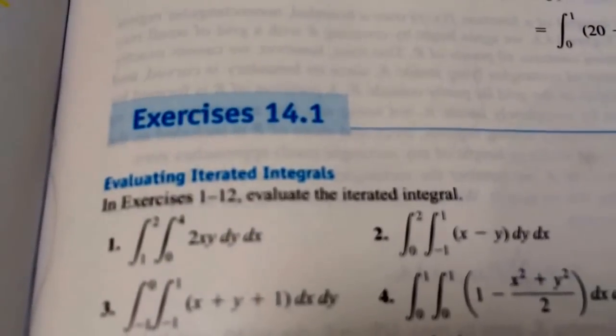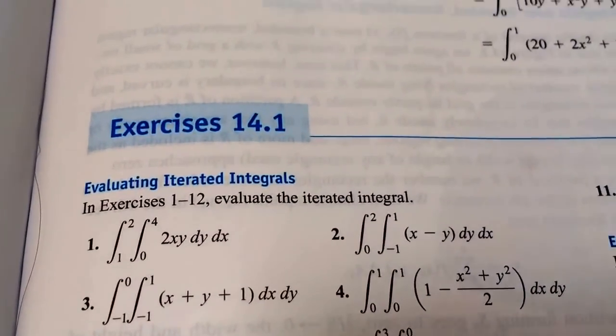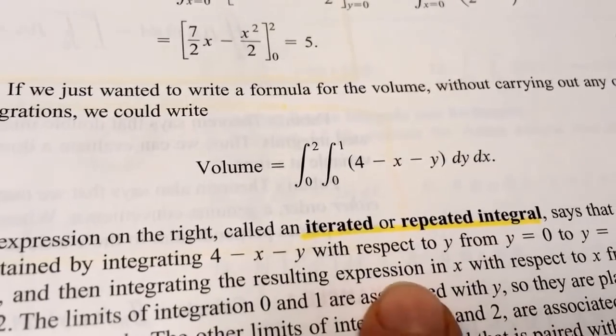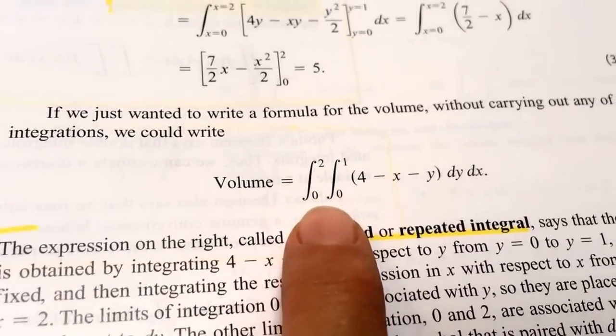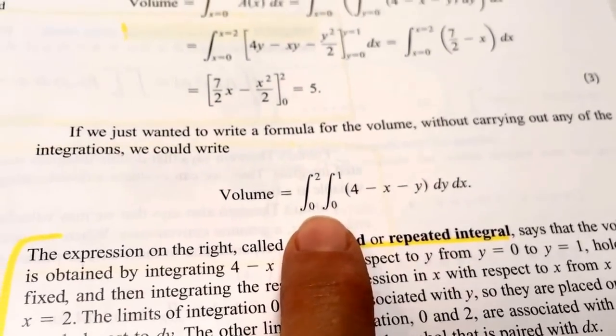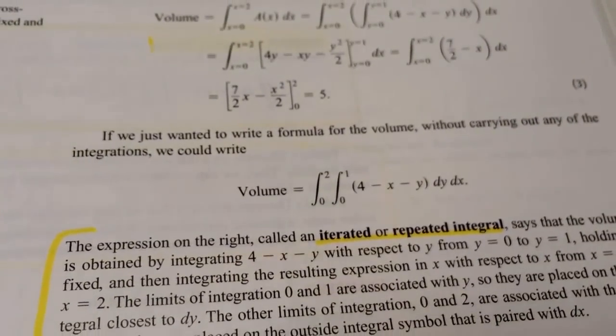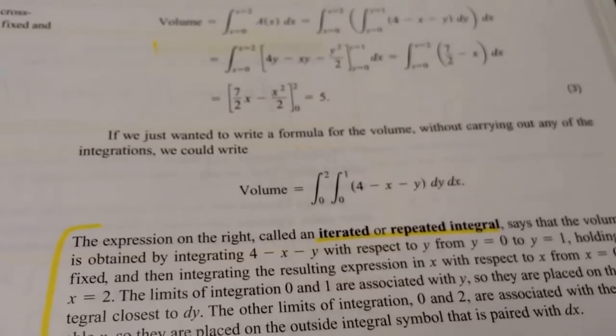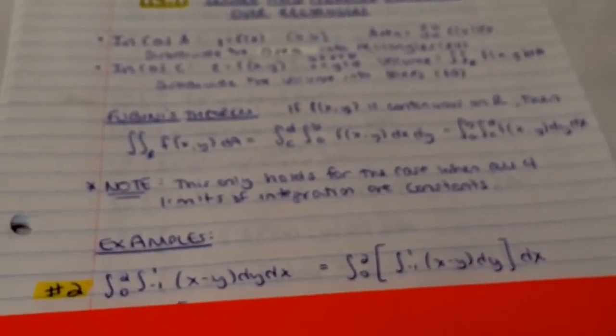All right, so let's look at some examples. The directions in 1 through 12 say to evaluate the iterated integral, and they talk about that here. It's the double integral equivalent of a definite integral. So it's a definite integral, but it's a double integral, so they call it a repeated or iterated integral. That's all that means.